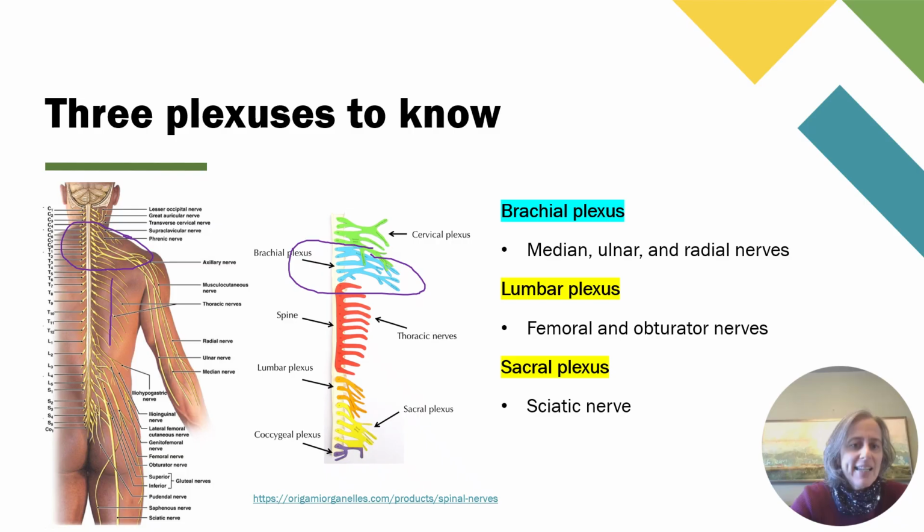But then when we get down to the lumbar area here, we've got our lumbar plexus, and I didn't have an orange highlighter, so this one's just highlighted in yellow, and that's the one that our femoral and obturator nerves come off of. And then below that, we have the sacral plexus, and that's shown here in yellow, and that's where our sciatic nerve is going to branch off of.